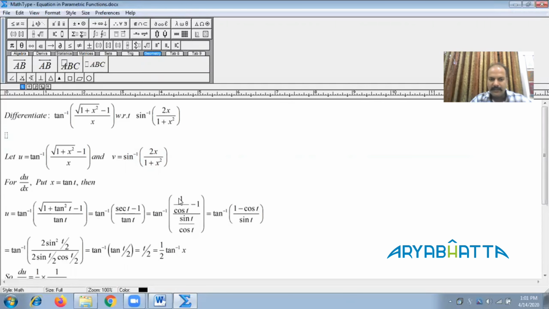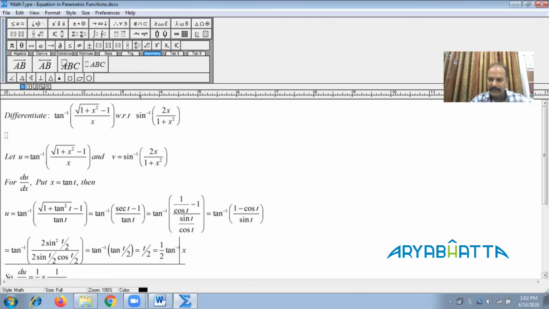Now what is secant? 1 upon cos. Tan is sine upon cos. LCM will cancel down. 1 minus cos upon sine. And 1 minus cos theta is 2 sine square theta by 2, and sine theta is 2 sine theta by 2 cos theta by 2. So 2 will cancel down, sine will also cancel down. It will be tan theta by 2. So tan inverse of this becomes simply theta by 2. And what theta we have is tan inverse x. So it will be half tan inverse x.